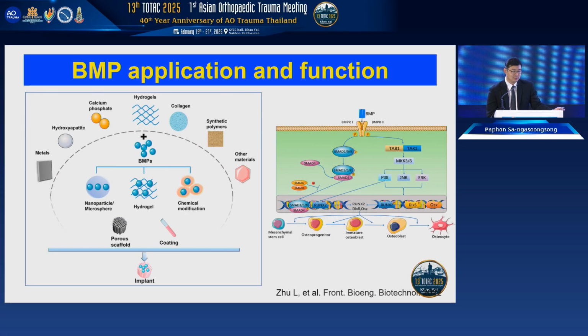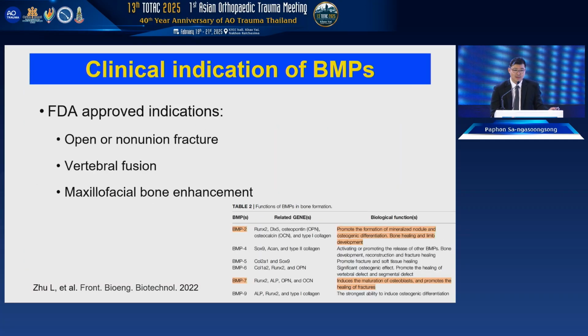Next one is related to bone morphogenetic protein. You can see that this one is a potent osteoinductive factor that can work through the cells in at least 2 pathways and can be applied in many ways with different carriers. But right now, because of the cost, the clinical indication of BMP is approved only for open and non-union fracture, vertebral fusion, and maxillofacial bone enhancement, which has 2 types of BMP available in the market.